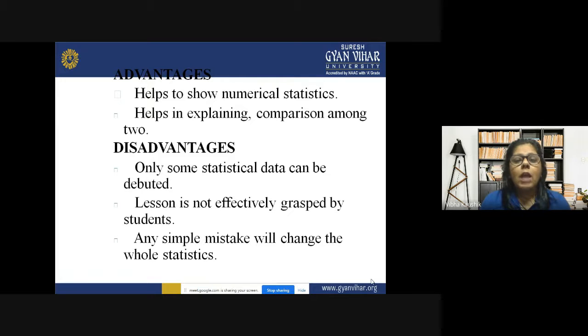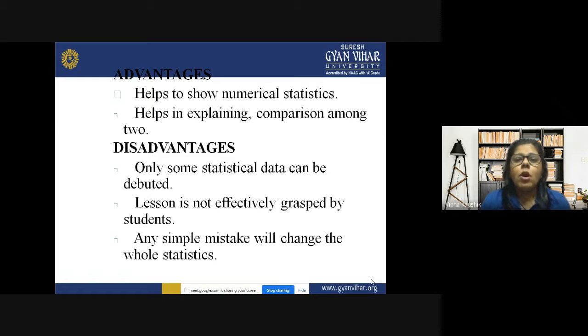Advantages: graphs help to show numerical status, which means we can show numerical statistics with the help of graphs. They help in explaining the relationship between different variables. Comparisons can be made, and comparison between two things can be easily made with the help of the graph.